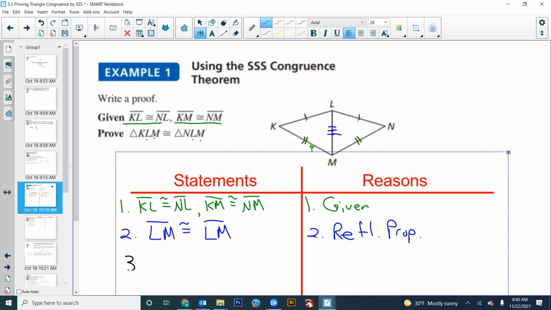So, are we going to SSS or SAS? Those are our only two tricks right now. Yes. So, triangle KLM congruent to triangle NLM. And our final statement is SSS congruent. Three sets of sides in one triangle congruent to three sets of sides in another triangle. That was easy. Come on. Do you agree? That was easy.